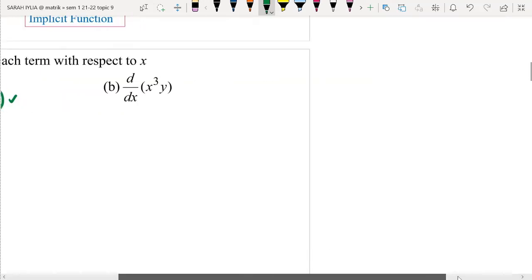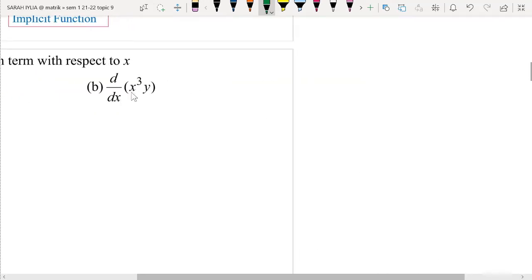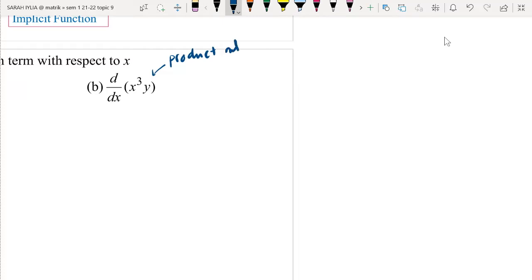Okay, kita cuba contoh seterusnya ni. Kalau complicated sikit, we have x cubed times y. We have to differentiate with respect to x. X cubed y is basically multiplication of two different functions. So we have to apply product rule. Kena cari hasil darab kat sini. So u would be x cubed. U prime should be 3x squared. Okay, v in this case is y.